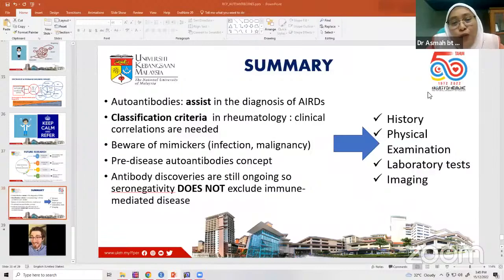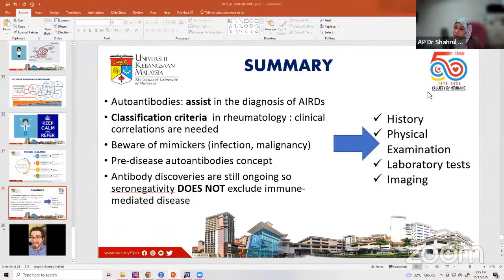Okay. So the next question is from Hashima. Hashima is from Perlis. Hashima is a rheumatologist in Perlis now. What is the significance of atypical P-ANCA? Is it significant clinically for rheumatological disease? Atypical P-ANCA is non-specific. That's number one. It can be present in many other conditions. So it's very difficult to interpret if no symptoms.